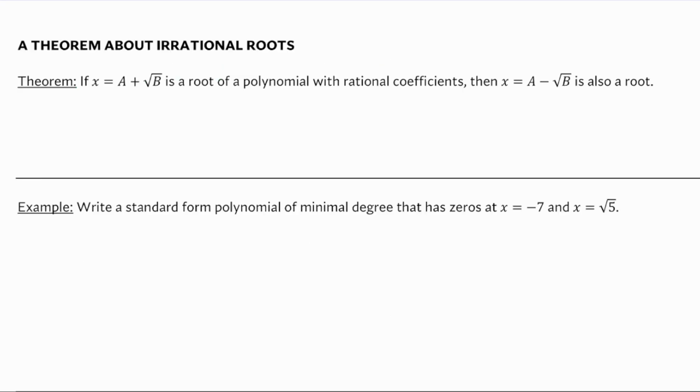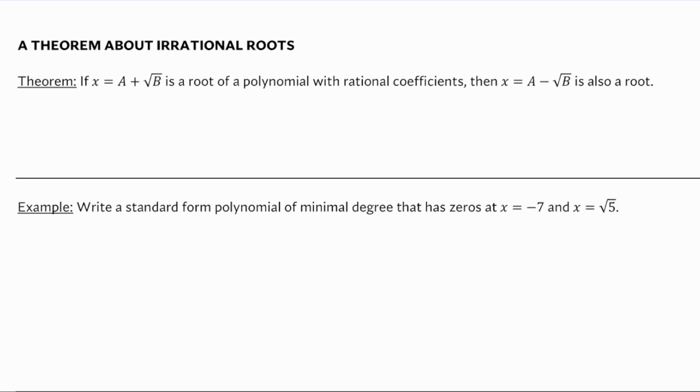Alright, now that's pretty much all of the problem types I'm going to give you about the rational root theorem, but I figured since I had you here and I told you a theorem about rational roots, I might as well also tell you a theorem about irrational roots of polynomials. So if x equals a plus the square root of b is a root of a polynomial with rational coefficients, then x equals a minus the square root of b is also a root. And we just saw that happen when we applied the quadratic formula.